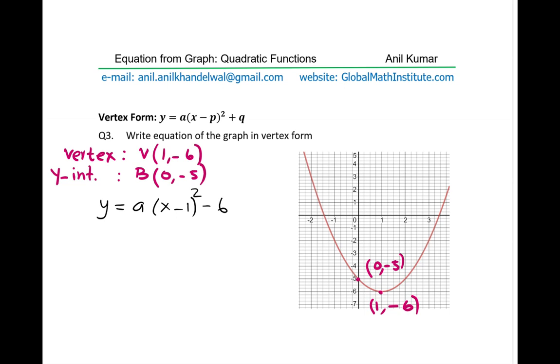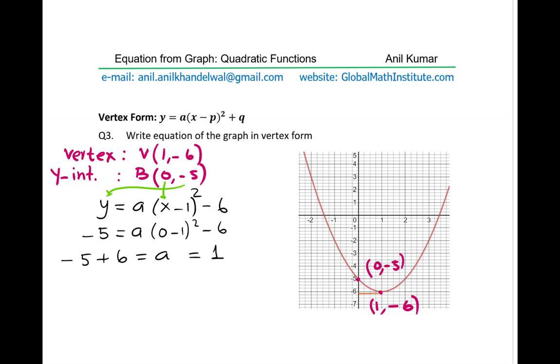That is to say, we'll substitute the value of x as 0 and the value of y as minus 5 and calculate a. So we get minus 5 equals a times (0 minus 1) whole squared minus 6. Bringing 6 to the left side, we get minus 5 plus 6 equals a, or a is equal to plus 1. Let us check with our concept of steps.